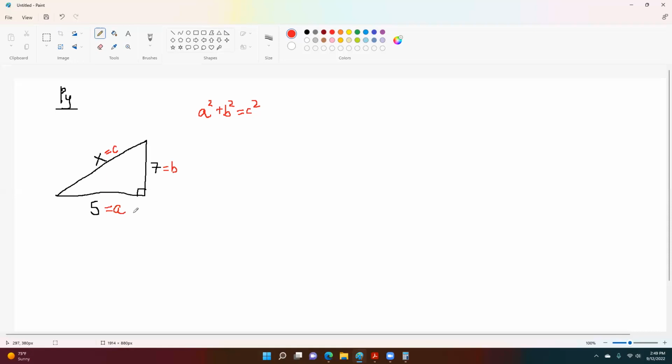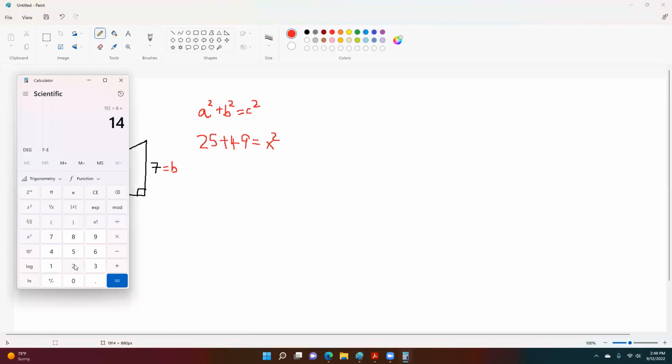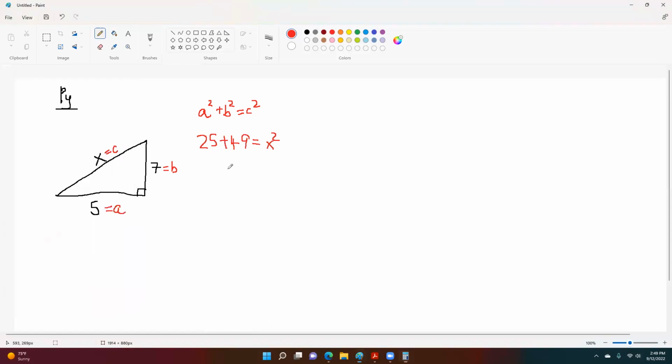That's your c. So when you plug all this back into the Pythagorean theorem, we've got a, which is 5 squared, so 25. B is 7 squared, which is 49. And this is c squared, which is x squared in this case, we don't know. So we just need to add these numbers up. 25 plus 49 is 74.